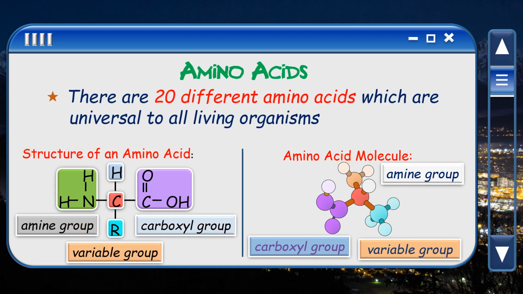There are 20 different amino acids which are universal to all living organisms.